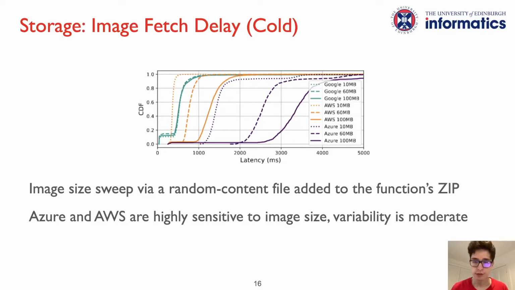AWS shows considerable sensitivity to the image size. Increasing the added file size from 10 to 100 megabytes results in 3 to 4 times increase in the median and the tail latency. Azure exhibits even higher sensitivity to the image size. In contrast, we observe that Google is not sensitive to the image size, with nearly identical CDFs for different image sizes. We believe that this is because our benchmarking functions never touch the added file, which allows Google to skip this file's retrieval from the storage and optimize the latency.